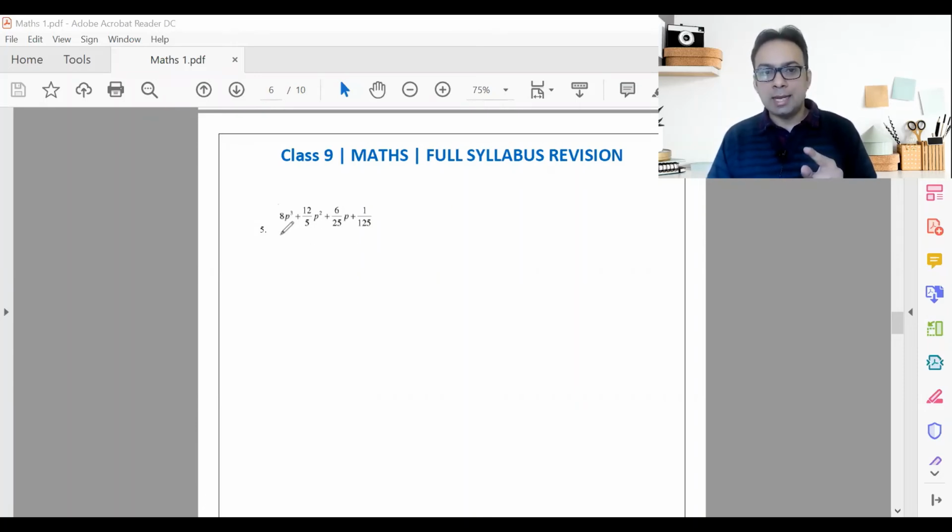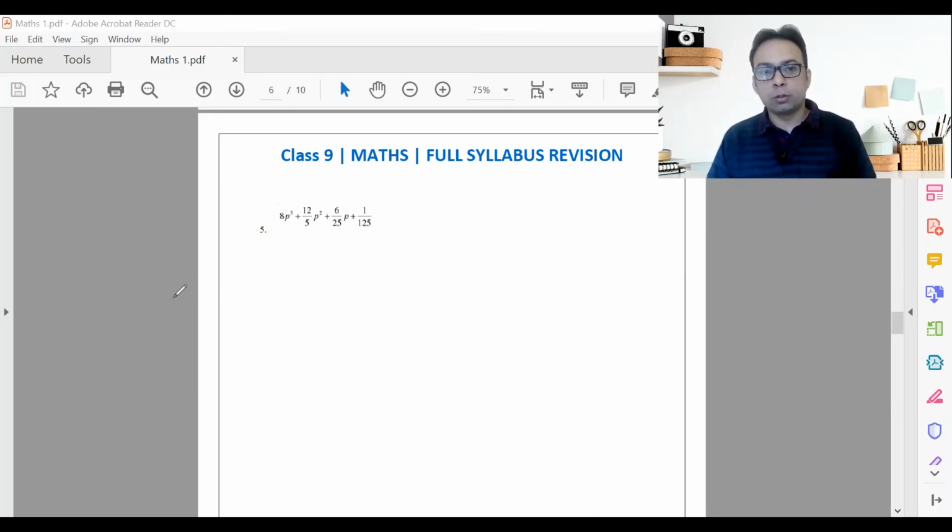We are given 8p cube. That means cube identities are getting applied. We are also given 1 by 125, which is also a cube. That means a clear connection is that yes, cubic identities are getting applied. And we have two more terms. So let's look at cubic identities first of all.